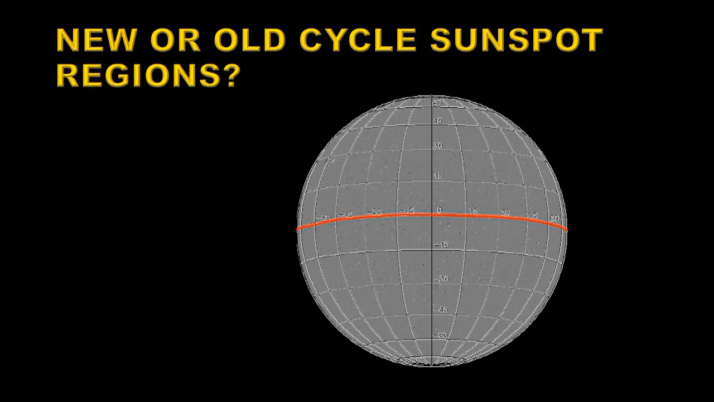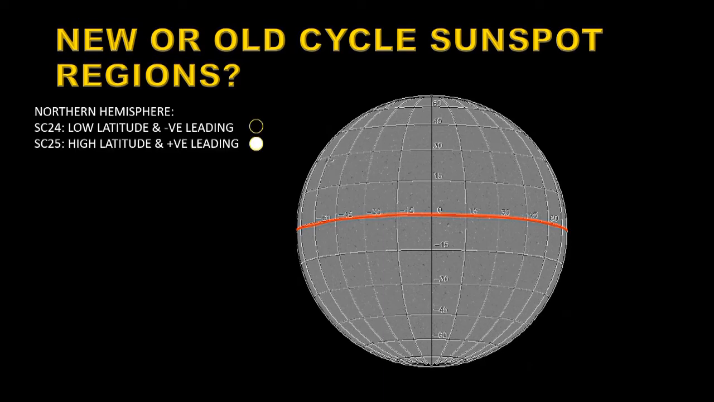Now you'll notice that the red line is slightly north of the center of the sun. That's because the poles of the sun tilt towards and away from the earth at different times of year. That's called the B angle, and you have to allow for that when you're looking at these regions. But clearly this region is well north of the equator. It's at 30 degrees north. So this implies that it's a new cycle, a solar cycle 25 region.